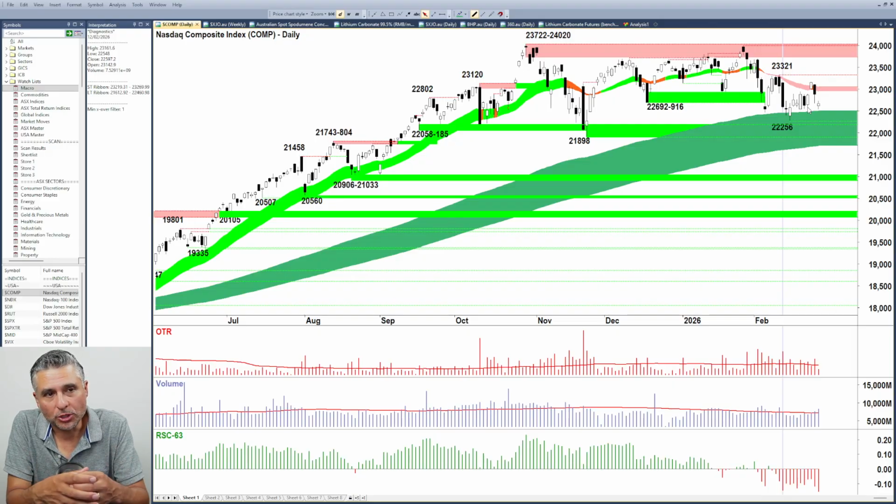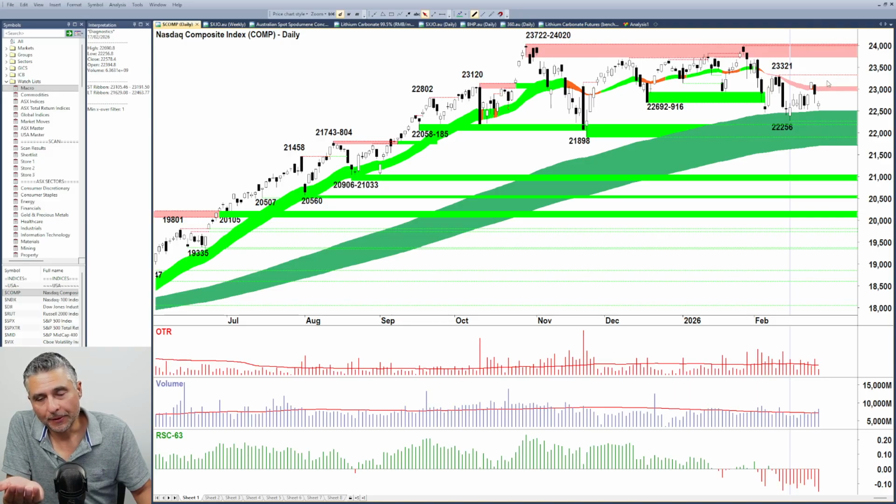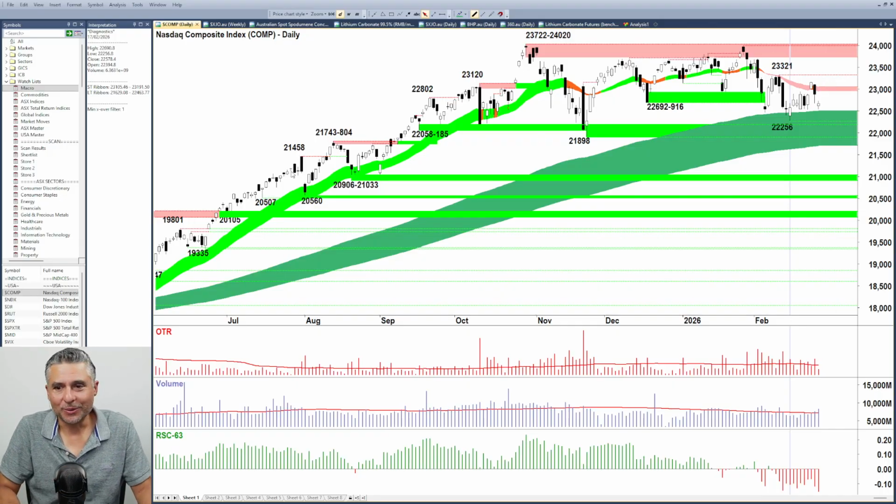Some people may be more conservative and they may want to go to the next level. And that would be, for me, on a close beneath 22256. So that would be a 1/3 risk position. And I don't think we even need to talk about the other one, which is moving back to a 2/3 risk position. Now, here is the conundrum.